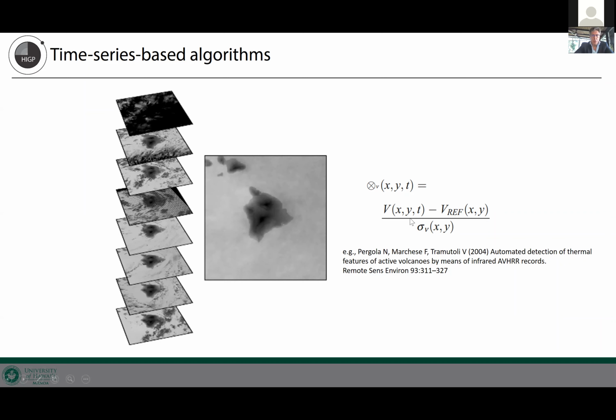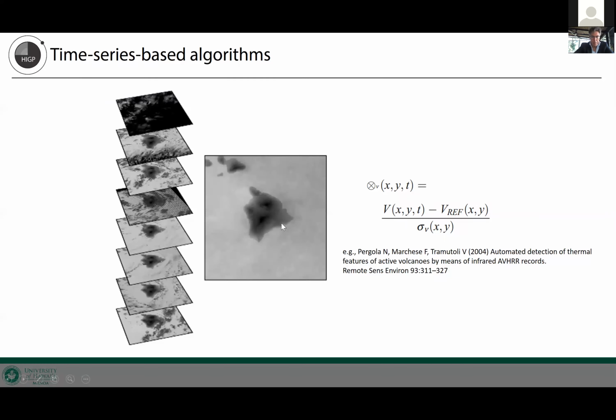So then they say, well, when a new image comes in, we will take the radiance for each pixel and we will compare it with our reference value. And if it is within 3 standard deviations of the reference value, we're going to say that the ground at that time is behaving normally and there's no thermal anomaly.